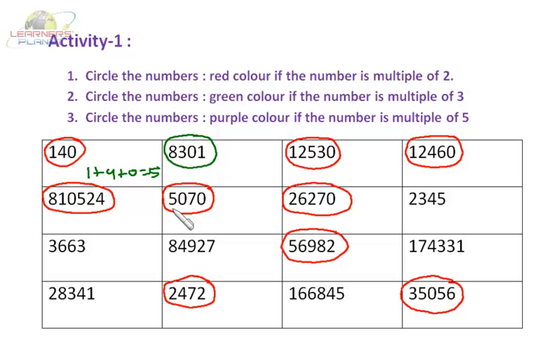5070. Now further just add up all the digits. 5 plus 7, 12. Now 12 is a multiple of 3. That means 5070 will be a multiple of 3. So let's circle it with green color.